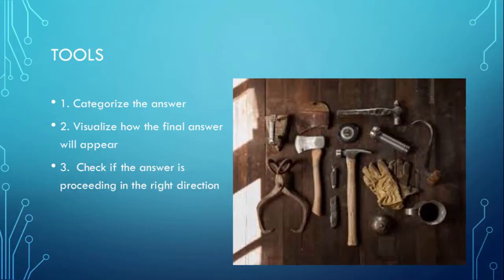The librarian can take particular steps to reach a focused answer to the question that's been asked. Those steps are to categorize the answer, to visualize how the final answer will appear, and to check if the answer is proceeding in the right direction.